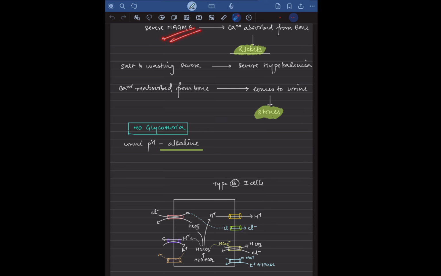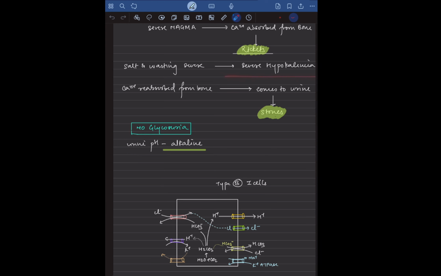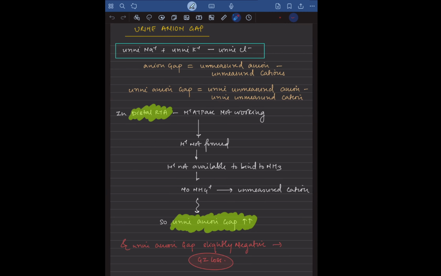So urine sodium plus the urine potassium minus the urine chloride. Okay, so in the result, in RTA, the H plus K plus ATPase or H plus ATPase is not working. H plus will not be formed, so H plus will not be available to bind with the ammonia, and there would be no NH4 plus which will be there, and the unmeasured cation will not be there. So urine anion gap will of course be high.